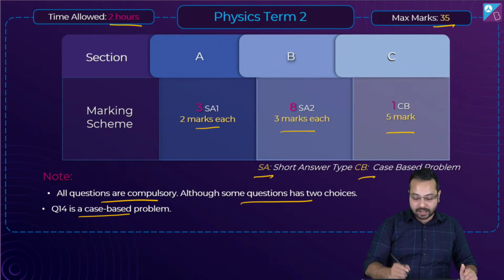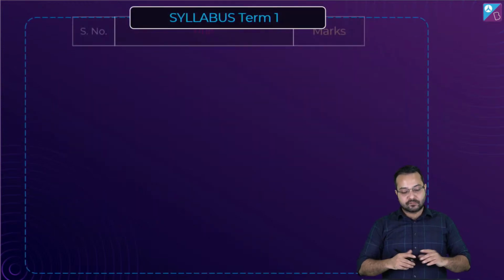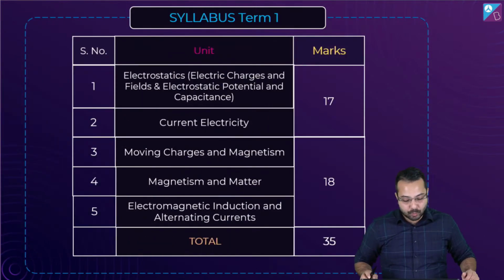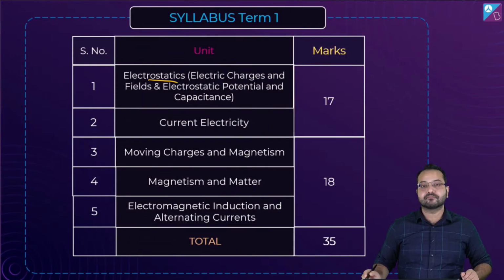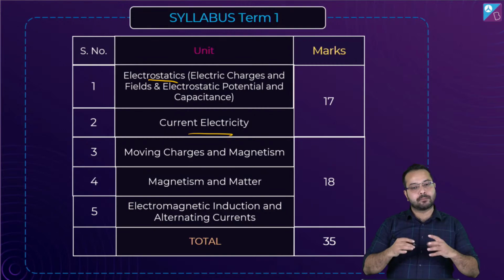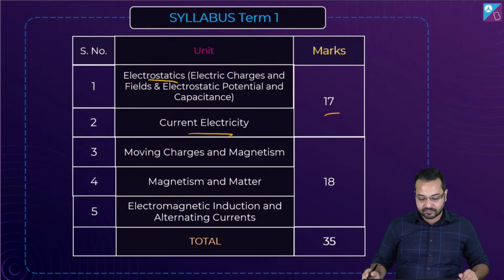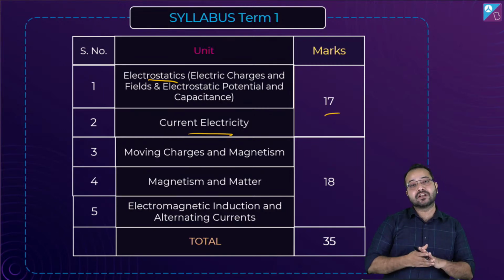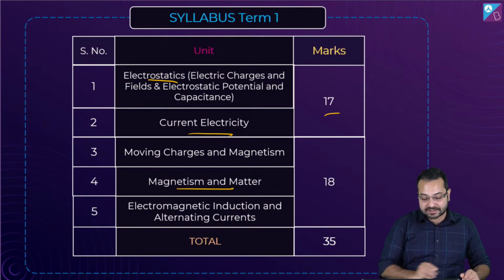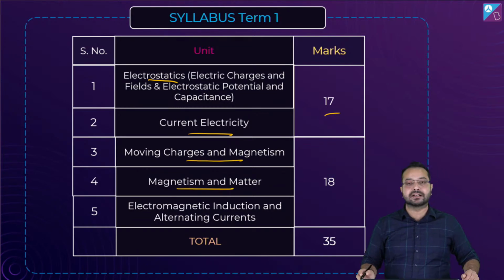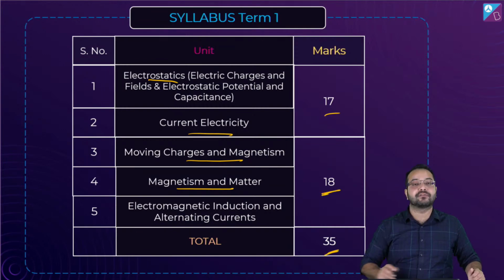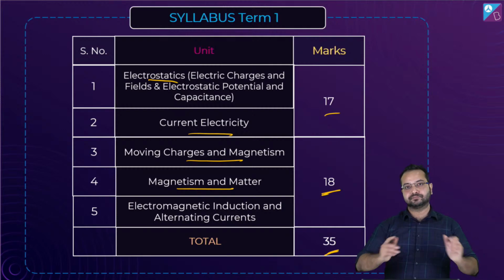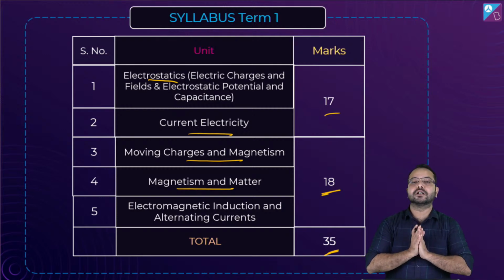Now what are the weightages? For term 1, the weightage for electrostatics and current electricity combined is 17 marks, and then electromagnetic induction, magnetism and matter, and moving charges and magnetism, basically electromagnetism, have a weightage of 18, and that is going to make it 35. That is the total marks for term 1.